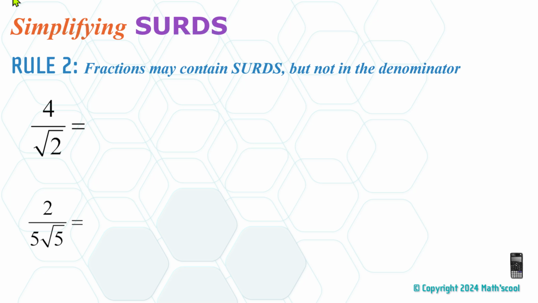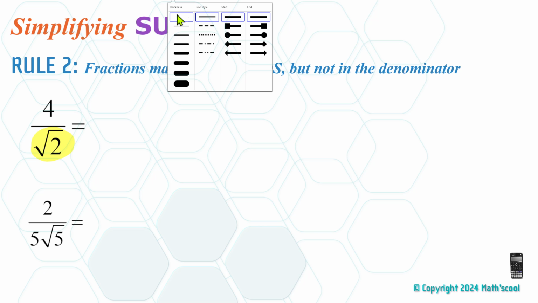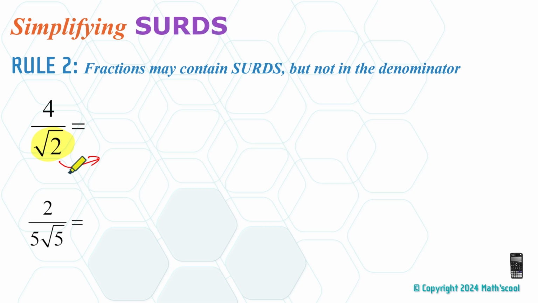Okay, this is rule 2. So your fractions can contain square roots and cube roots, but they mustn't be in the denominator. They must be in the numerator. So what do you do if you've got a square root 2 here in the denominator? Well, what you do is you multiply the top and bottom by that same square root. So you multiply the bottom by root 2 and you multiply the top by root 2. And as long as you do the same to the top and the bottom, you haven't changed the fraction.